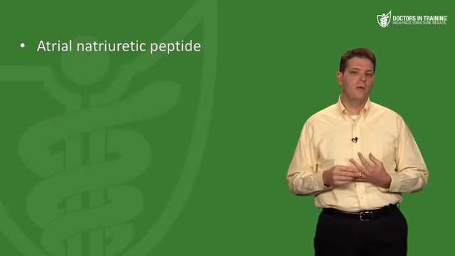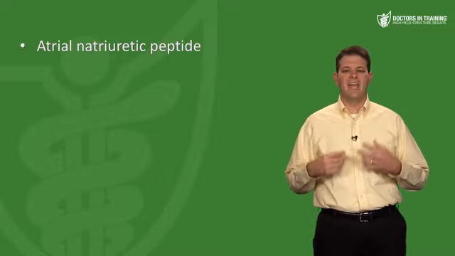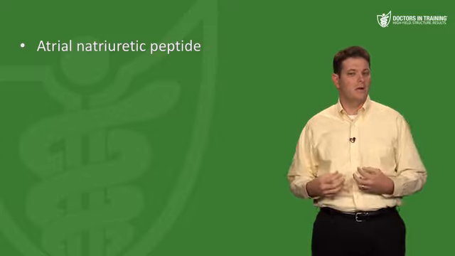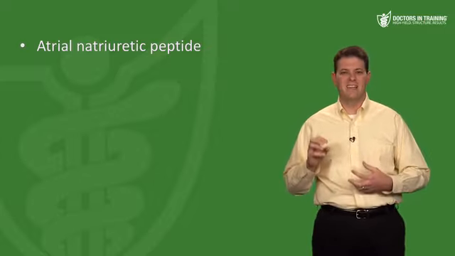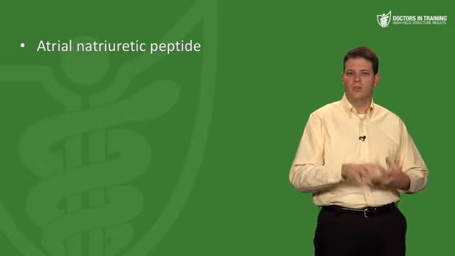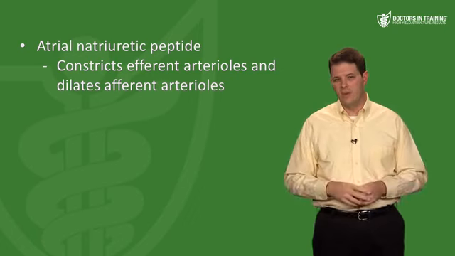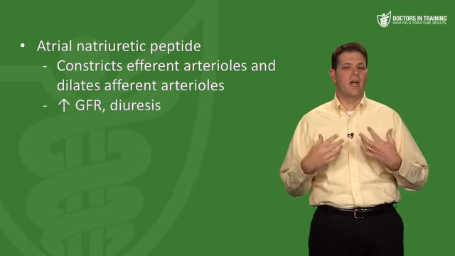Another hormone we've mentioned before is atrial natriuretic peptide, which is released by the atria of the heart in response to increased atrial volume and increased atrial pressure. So if the heart perceives that the atrial pressure is too high, it can send a hormone signal to the glomerulus to constrict the efferent arterioles and dilate the afferent arterioles. And that's going to increase GFR, and that's going to lead to diuresis.